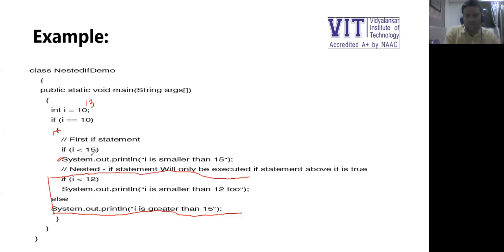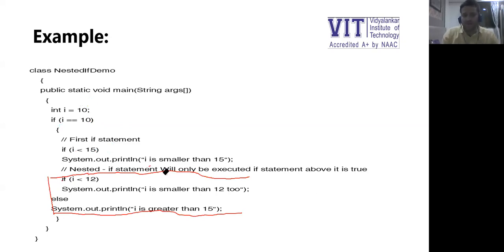So if I is not 10, then there will be no output here. But suppose in our case the value of I is 10. Is I equal to 10? Yes. Then I less than 15, true, output will be I smaller than 15. So a nested if will only be executed if the above statement is true. Only if this is true will the control check inside. If this is not true, the control will not check inside. This is what nested if-else means. It's like a block: if this particular door can be opened, then only this door can be accessed.